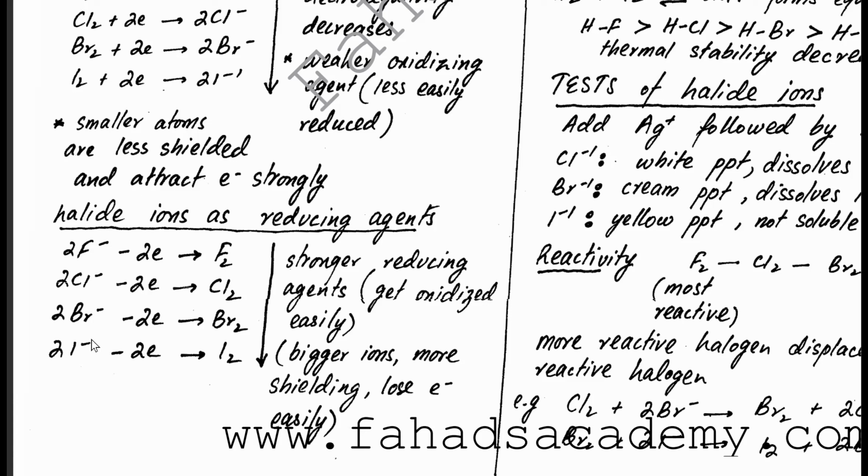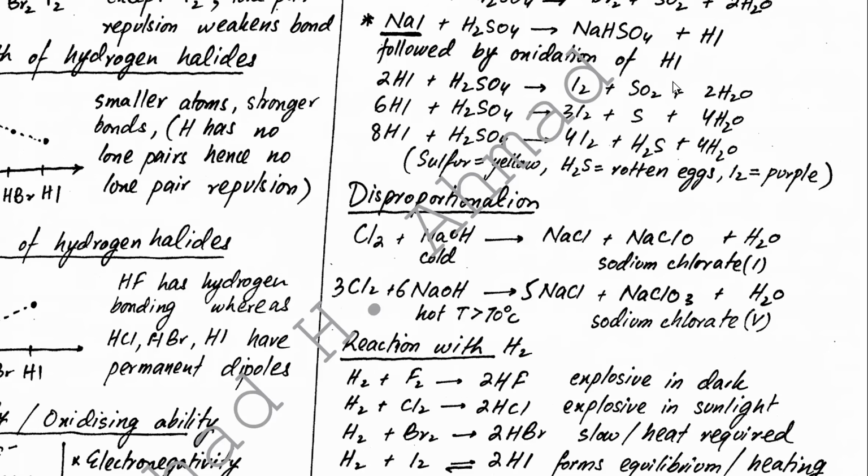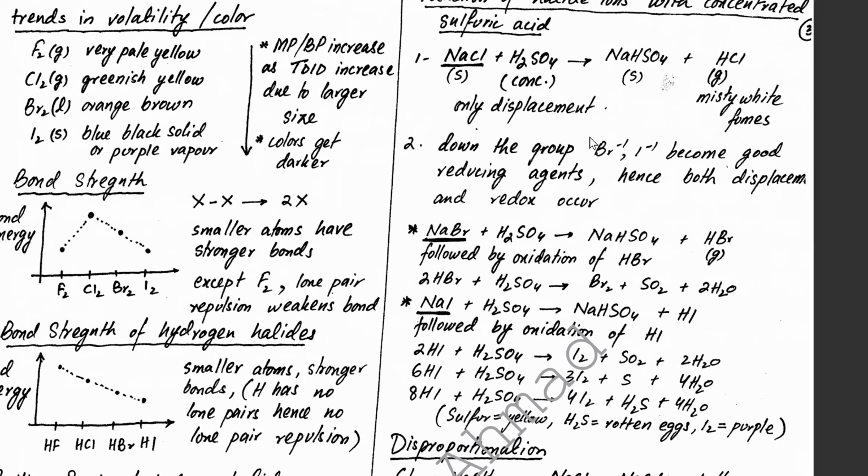Like if you had a salt of NaI and you put it in a box, maybe after some time the I minus 1 would lose electrons to form I2. Anyways, this is something that's very important in group 17 that you have to learn, that the negative ions, especially the reactions with sulfuric acid.